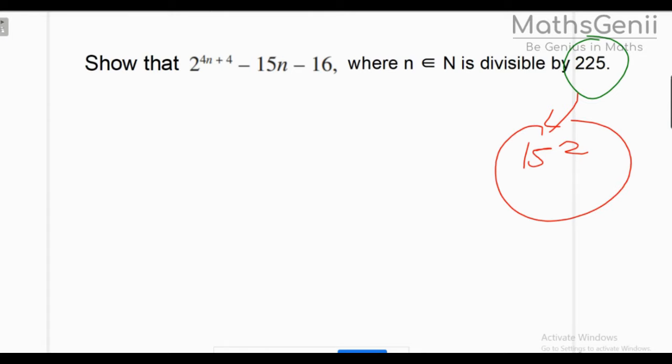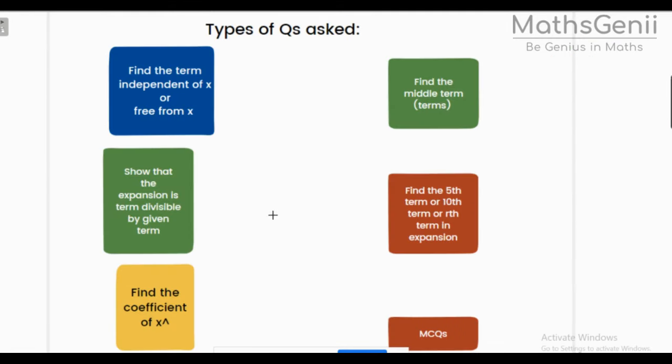Okay, now just keep this assumption in mind. Assumption as in the fact. Keep this fact in mind. Now I have this term 2^(4n+4) minus 15n minus 16. I have to prove that this is divisible by 15 square. But is the term 2 divisible by 15 or 15 square? No. 15 is divisible? Yes. 16 is divisible? No.